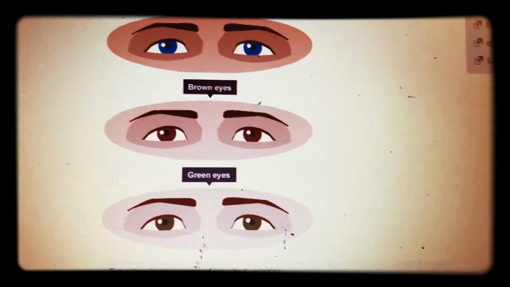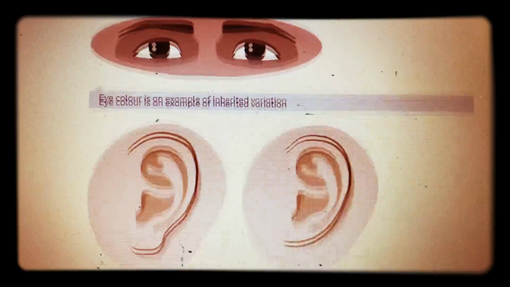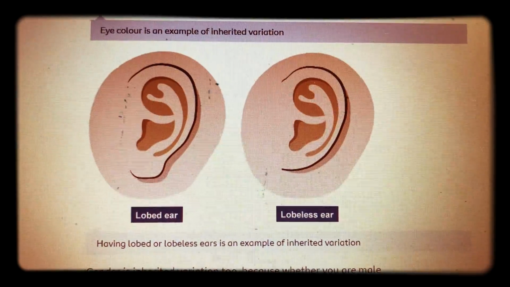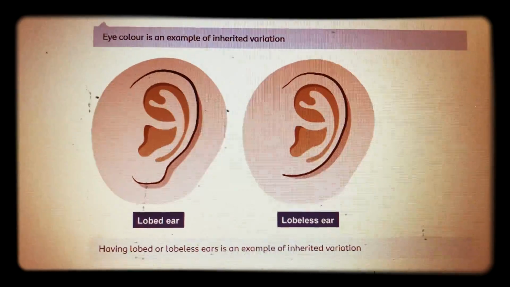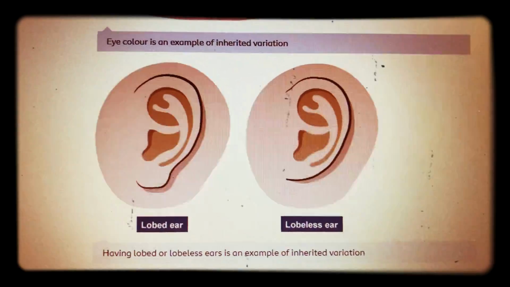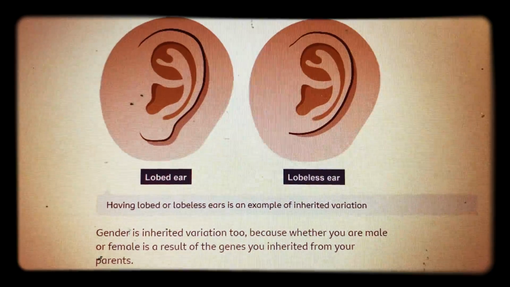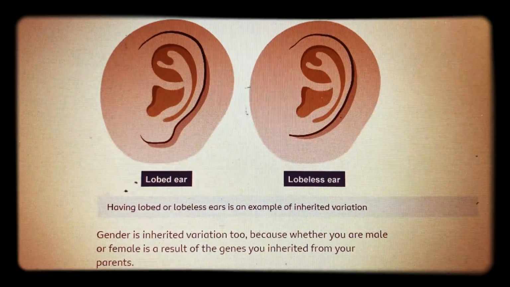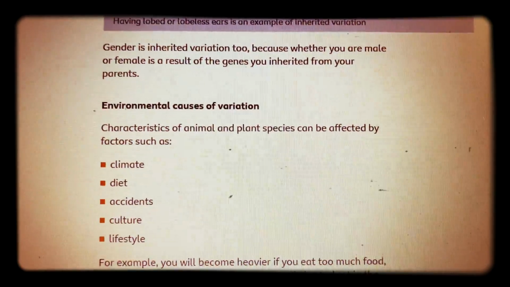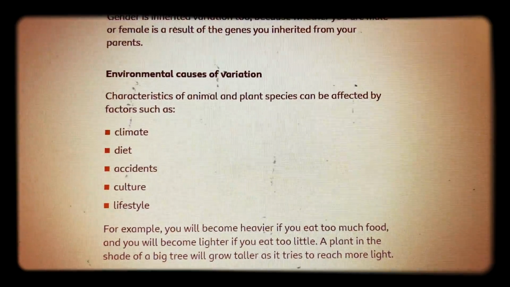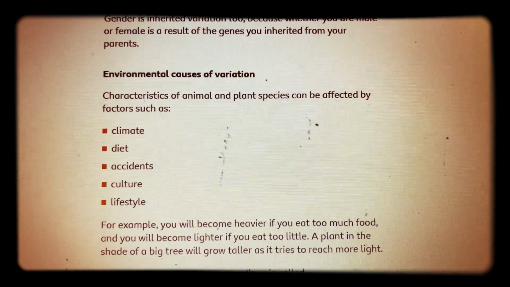Blue eyes, brown eyes, green eyes, these are all examples of inherited variation. Do you have these little wobbly bits at the bottom of your ears? They're called lobes. Do you have a lobed ear? Do you have a lobeless ear? That's inherited variation. Do your natural parents have lobes to their ears? Your gender is inherited variation too, because whether you're a male or a female is a result of the genes you inherited from your parents.